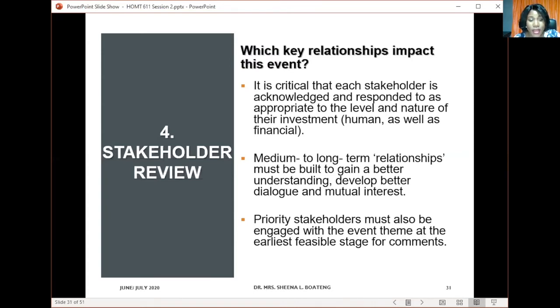So here, it is critical that each stakeholder is acknowledged and responded to appropriately, depending on the level and nature of their investment. Like I said, sponsors will definitely be a priority, or the client organization will be a priority, because they are the people paying for the whole thing. Without them, the thing is not going to take place at all. For you to even go and seek consent, or go and look for volunteers, right?